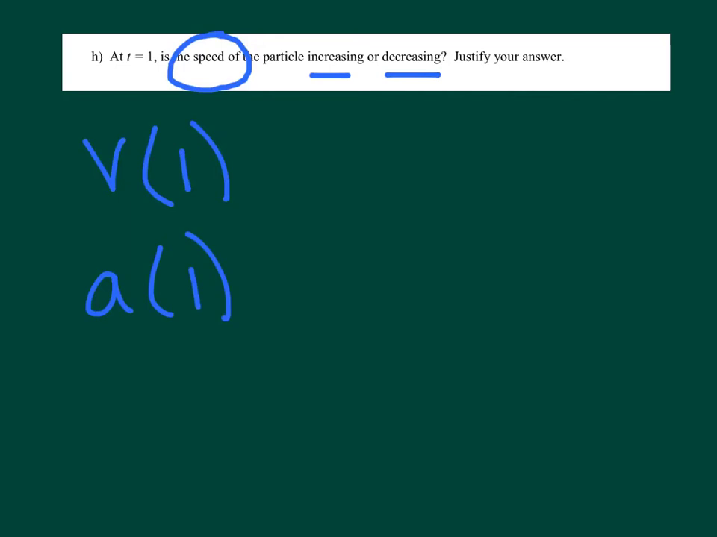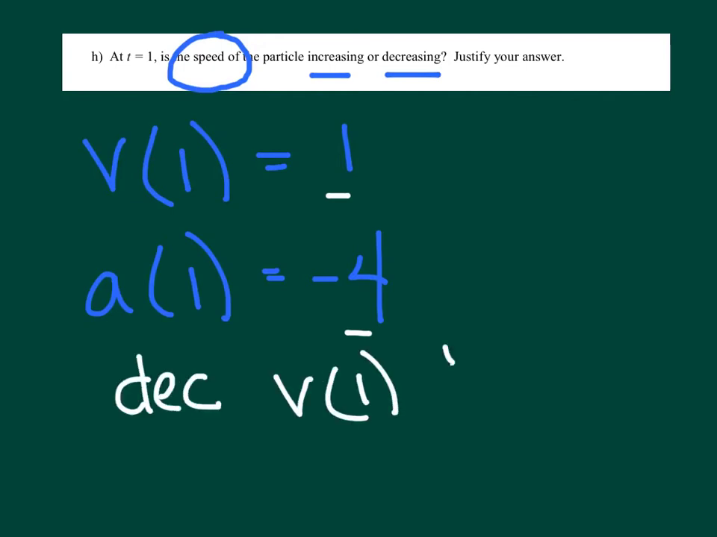Alright, so just use your two functions, plug in 1 to velocity, plug in 1 to acceleration. I get a 1 for velocity and negative 4 for acceleration. And because I got different signs, I would say that the speed is decreasing because v of 1 and a of 1 have different signs.